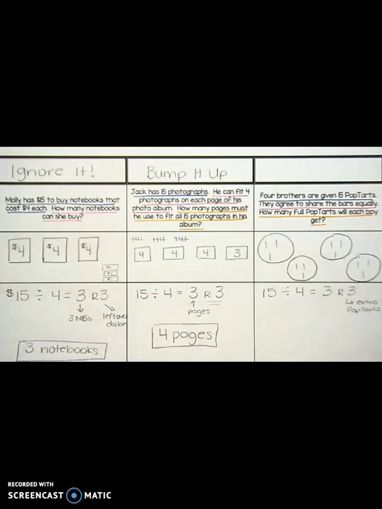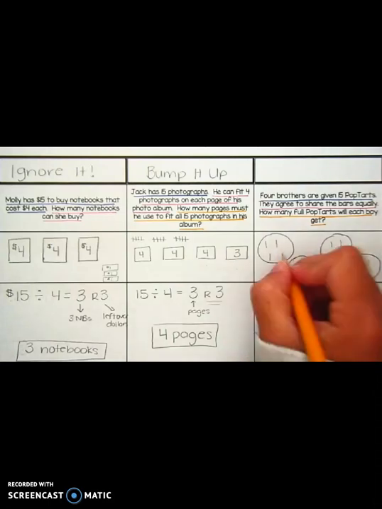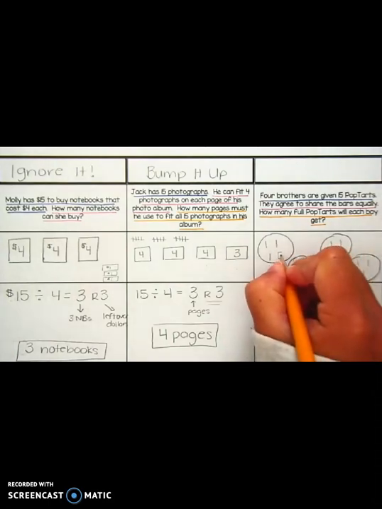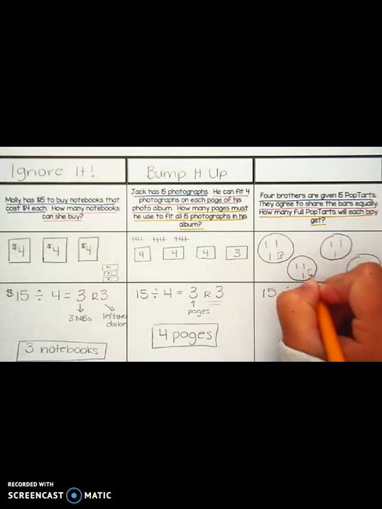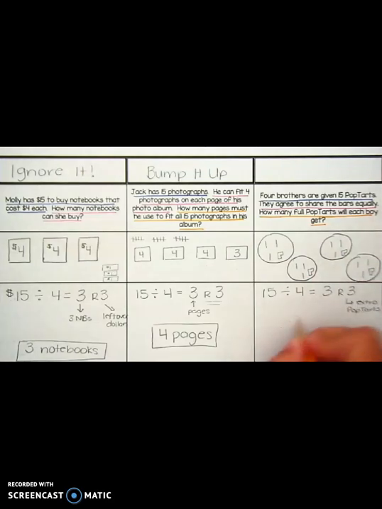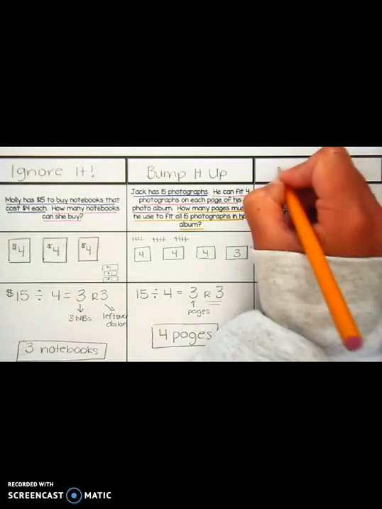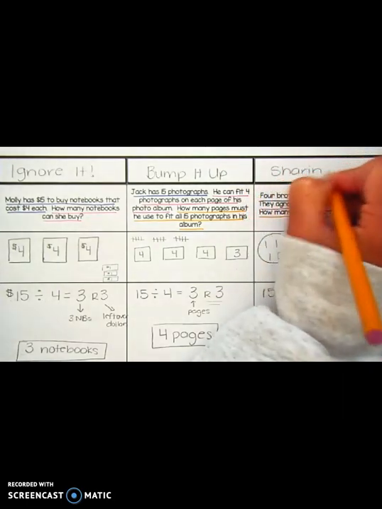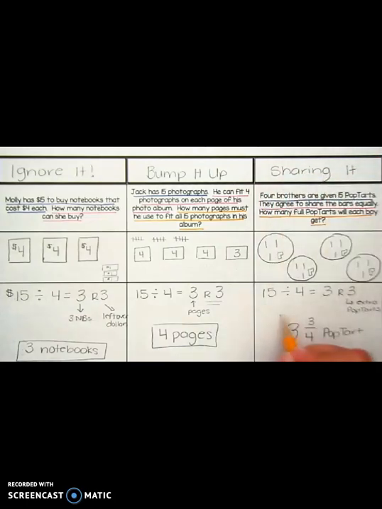A Pop-Tart is a pretty easy thing to split apart. So I'm going to put a little fractional amount in each of these sections to show that I'm splitting apart that last Pop-Tart. That tells me that each boy is going to get 3 and 3/4 Pop-Tart. This is an example where I am sharing the remainder, because I can easily cut a Pop-Tart into quarters, so I can give them each a fractional amount.